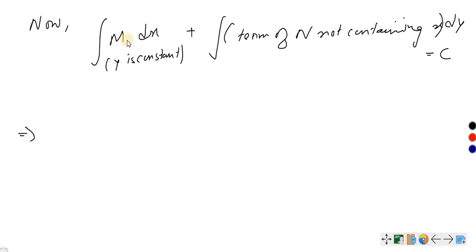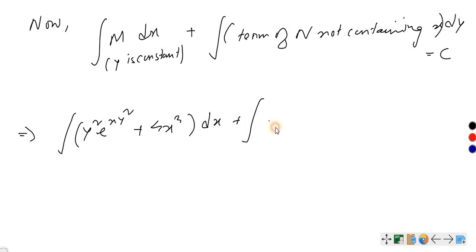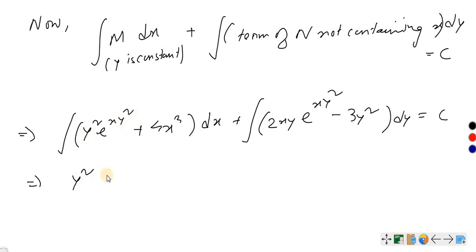So if we put in the value of M, we will get the integral of y square e to the power xy square plus 4x cube, bracket close, dx, plus the integral of 2xy e to the power xy square minus 3y square, bracket close, dy, equals c. So here when we integrate, we take y as a constant. So what will the integration of e to the power xy square be? y is constant here, so it will come outside, and the integration of this will be this.